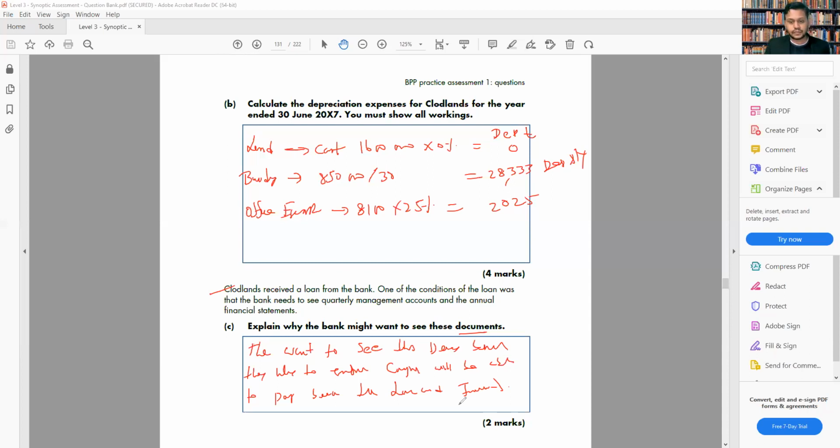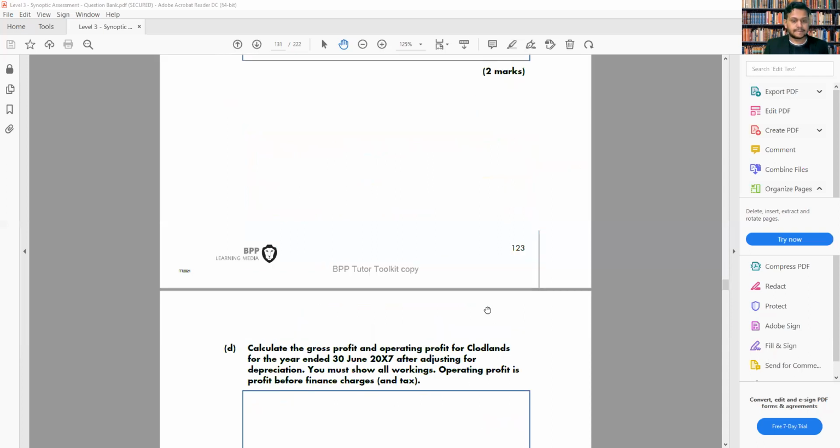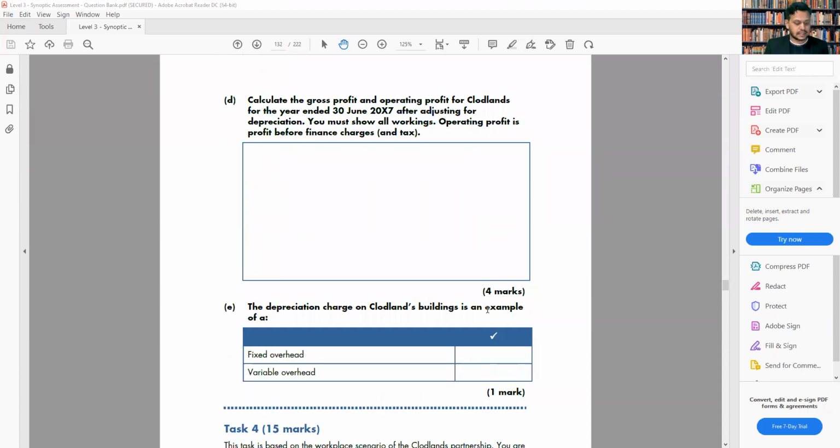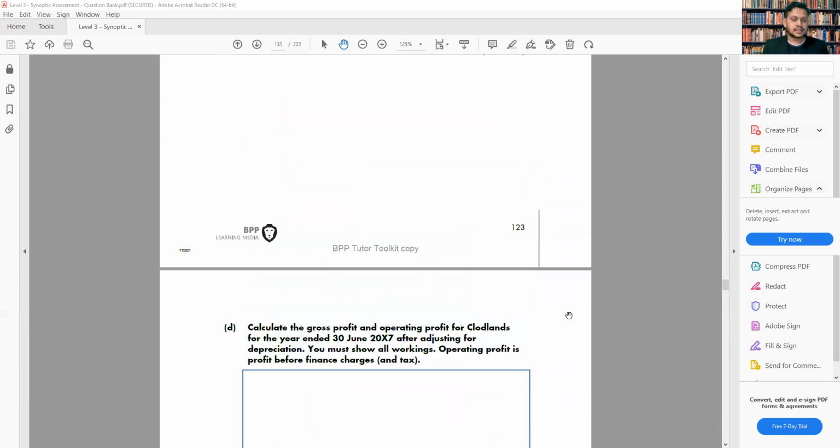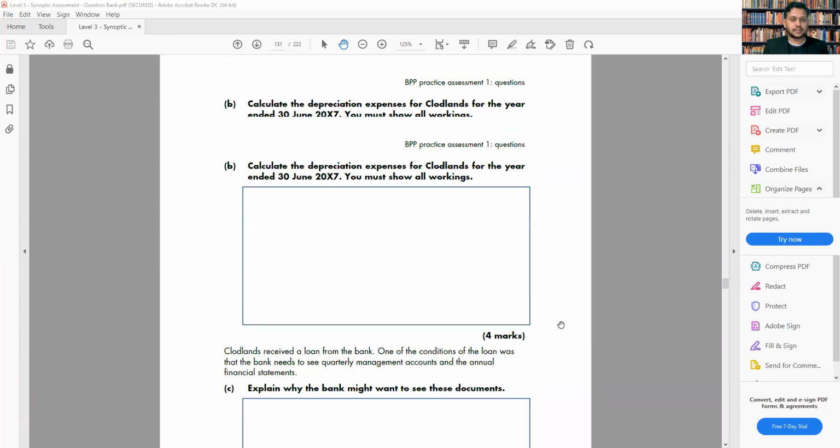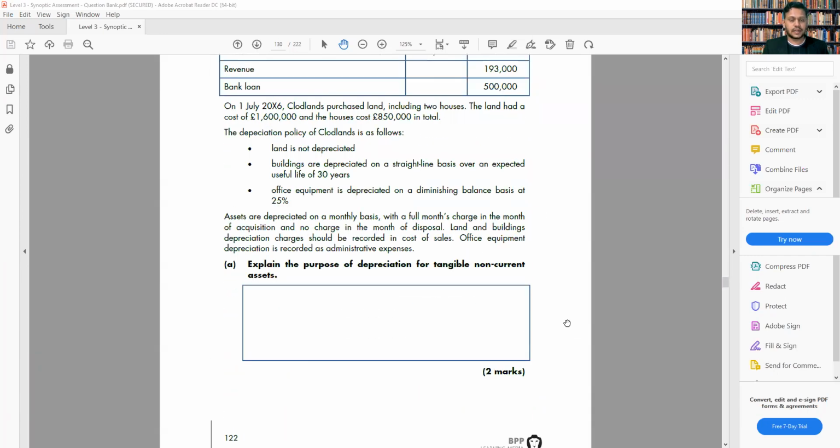The next one we have is number D. Number D says, calculate the gross profit and operating profit for Code Land for the year ended 30 June 2017 after adjusting for the depreciation. Okay, they're saying after depreciation, how much will be the profit? It's not a difficult one. We already have the depreciation. Let's go back, have a look at what we have.